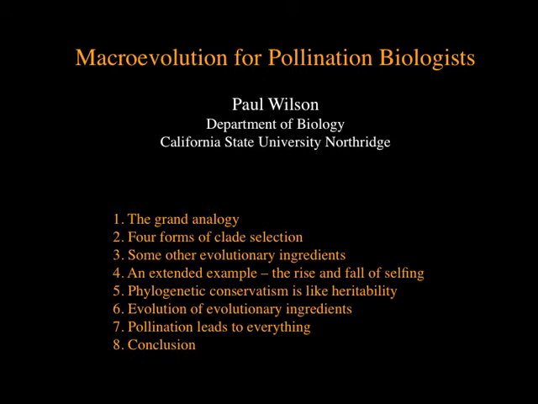The example I'm going to give is the rise and fall of selfing in flowers. So flowers that self-pollinate. They still are sexual, but they pollinate themselves. And what the dynamics of that is for the tree of life. And then there's maybe the hardest section, which is on phylogenetic conservatism. We grappled with this a little bit towards the beginning of class when we were dealing with trees, but I want to give it another try.